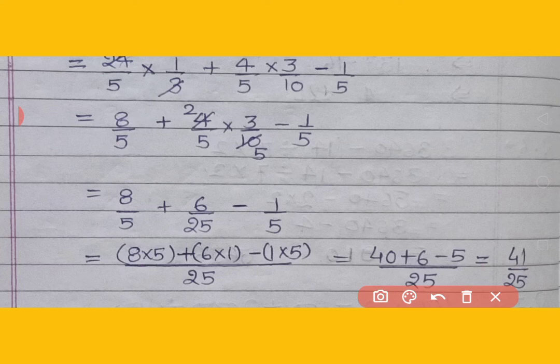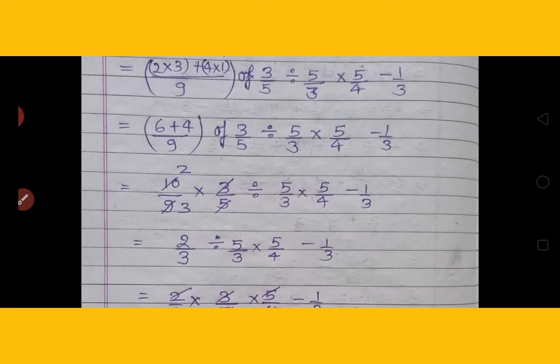So after taking the common denominator 25, 5 into 5 is 25, so 5 is multiplied with 8. Now 25 divided by 25 is 1 time, so 6 multiplied with 1, and 5 into 5 is 25, so 1 multiply 5. So it became 5 8s are 40, 40 plus 6 minus 5 upon 25. So it became 41 upon 25, because 40 plus 6 is equal to 46, and subtracting 5 it became 41 upon 25. Next question is given here.